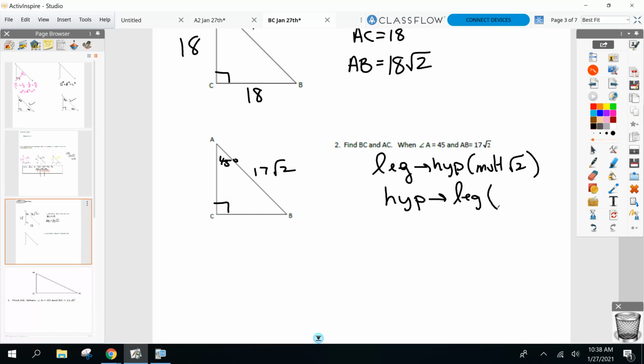What if I want to go backwards? Instead of multiplying, divide by radical 2. I know you don't need to do that here because you can see the pattern already, but that's what would happen if I wanted to go backwards. If I knew the hypotenuse, divide it by radical 2. All right, what's AC and BC then here?